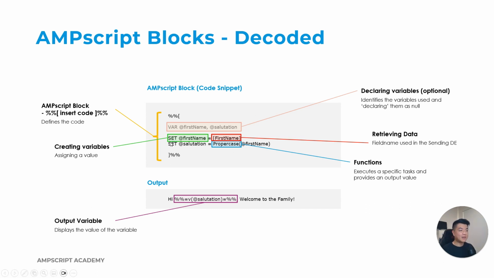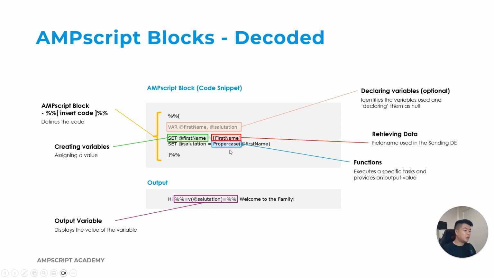The next section here, as you can see in green, is set @firstName. This is what we call when we create a variable and we're assigning it a value. So when you set a variable, you're giving it a value. And in this case, what we're giving the value is our first name field from the sending data extension. You notice that the first name is wrapped around with square brackets. Wrapping around square brackets tells Marketing Cloud, okay, this is a field that you're referencing in the sending data extension that I need to retrieve. And in this case, this is the first name field.